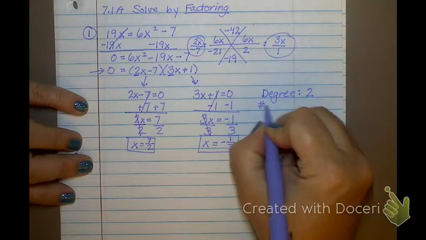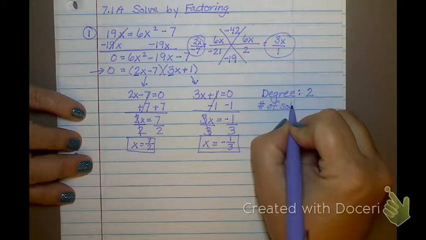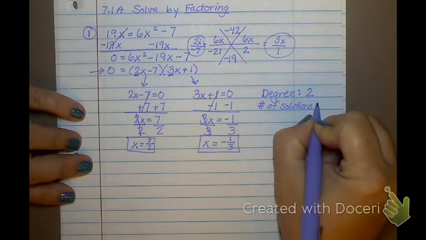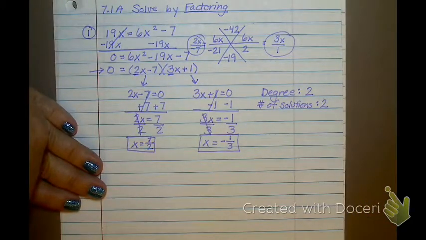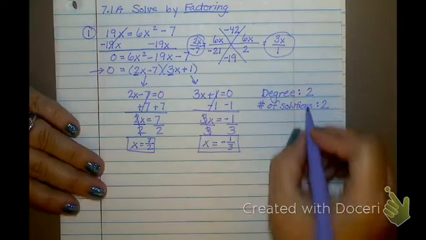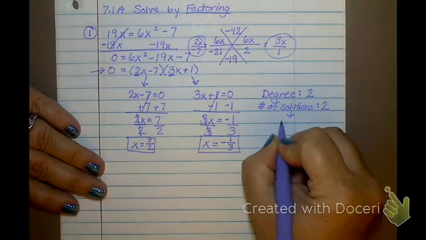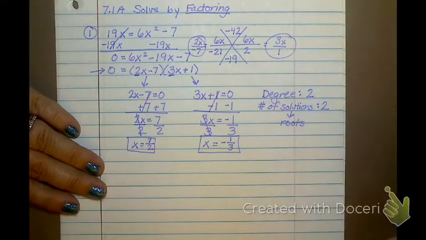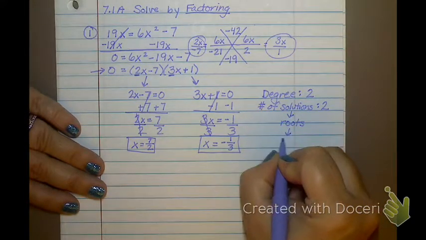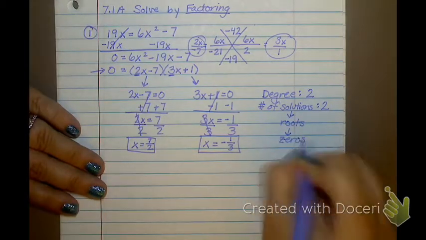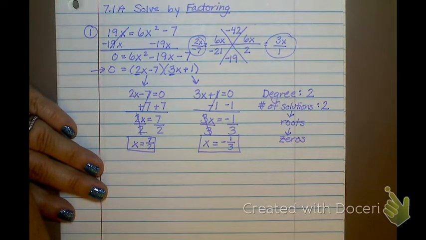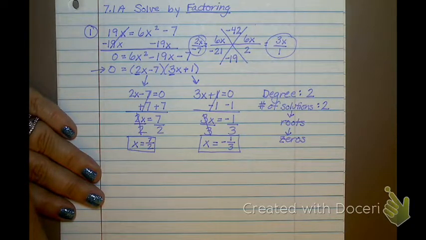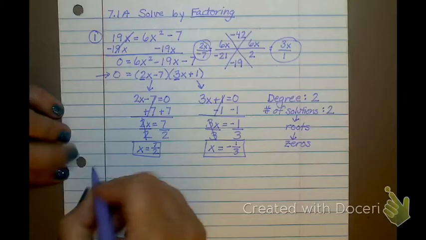The number of solutions we got. How many solutions do we get? 2. I'm going to give those solutions a couple other names. Solutions can also be called roots. And they can also be called zeros. And most frequently I will be calling them zeros. Okay. So? All right. Example number 2.